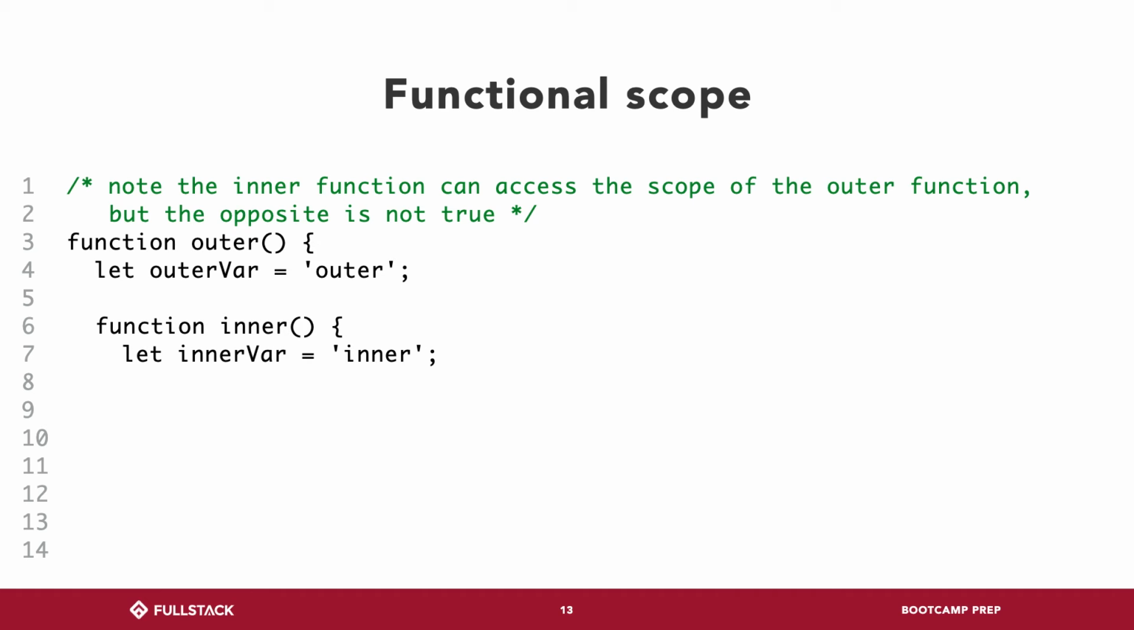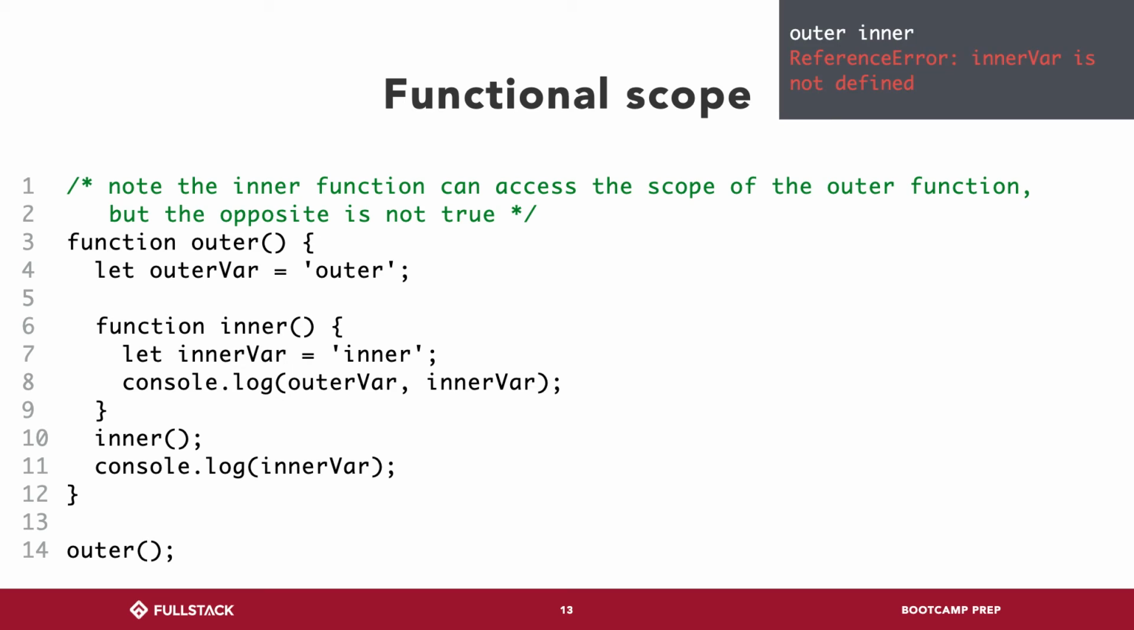The inner function can access the scope of the outer function, but the opposite is not true. You cannot look down. Console.log inner val. We cannot look at this from here. We cannot go down into another scope. We can only look up. And there is nothing called inner var defined in the function outer or in the global scope. So that's why we get a reference error. Does that make sense to everybody?